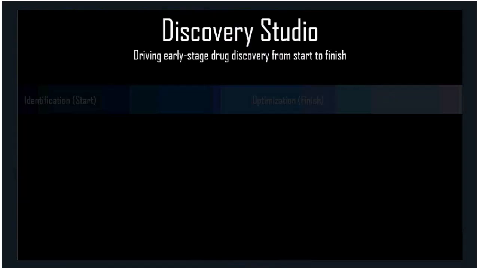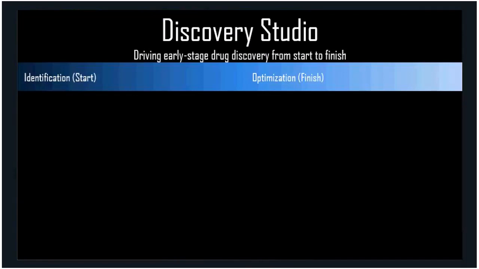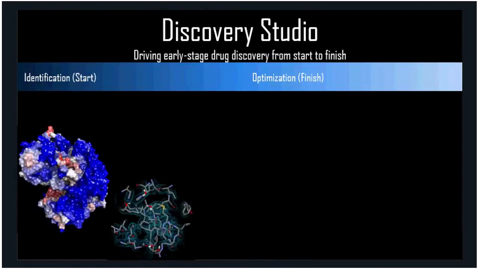Now, what do I mean by from scratch? Well, Discovery Studio attempts to drive early stage drug discovery from start to finish. The start is the identification part. You want to be able to identify a particular drug target, like building a homology model, or if you have an experimental X-ray structure, characterizing the X-ray structure and understanding how that actually works, so that you can exploit it for rational drug design.